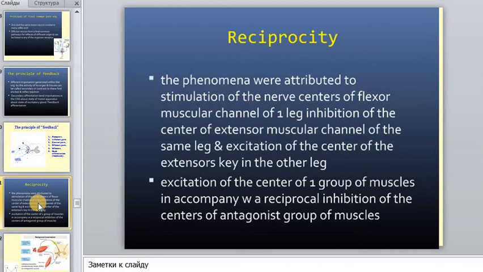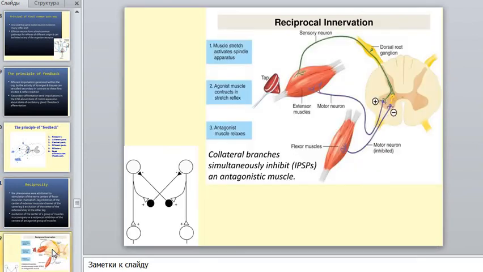And next one, reciprocity. The phenomenon where stimulation of the nerve centers of flexor muscle channels, for example of one leg, causes inhibition of the center of the extensor muscle channel of the same leg, and excitation of the center of the extensor in the other leg. Excitation of the center of the first group of muscles is accompanied by reciprocal inhibition of the centers of the antagonistic group of muscles.